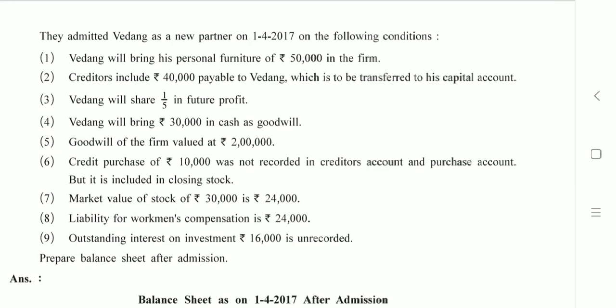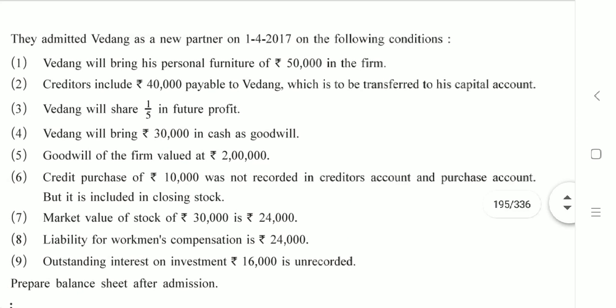Vedang, the new partner, will bring his personal furniture of rupees 50,000 in the firm. Now, whenever the new partner brings cash as capital, what is the journal entry? Cash account debit to partner's capital account. Partner brings capital, so it is written to capital account. Now, instead of cash, the partner brought an asset. Yes, so in short, the partner is investing. Yes, so this becomes capital itself.